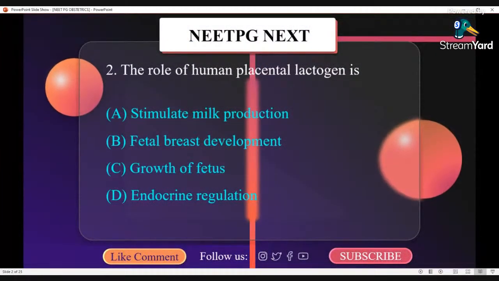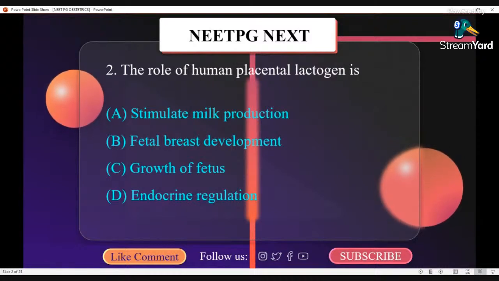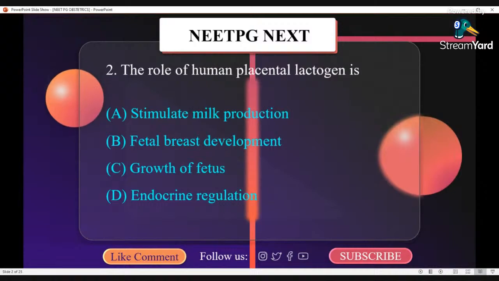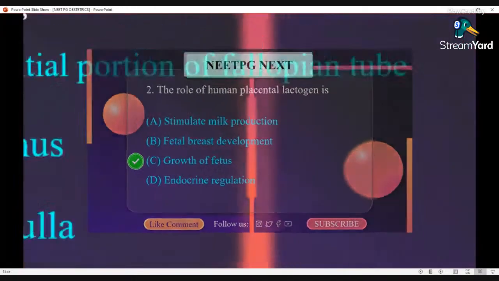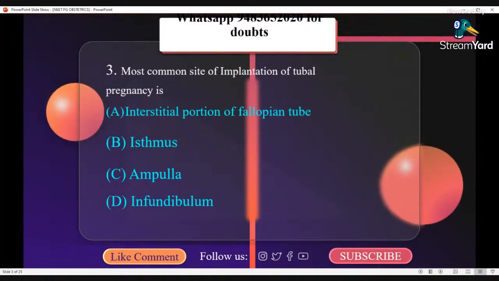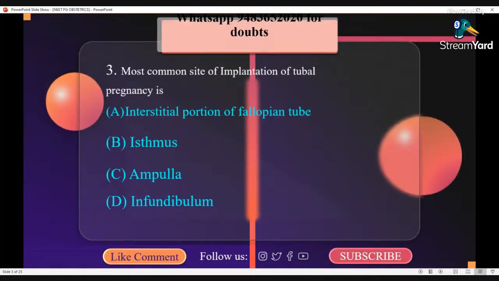The role of human placental lactogen is A, stimulate milk production, B, fetal breast development, C, growth of fetus, D, endocrine regulation. So the correct option here is C, growth of fetus. Most common site of implantation of tubal pregnancy is A, interstitial portion of fallopian tube, B, isthmus, C, ampulla, and D, infundibulum. It is ampulla, C.